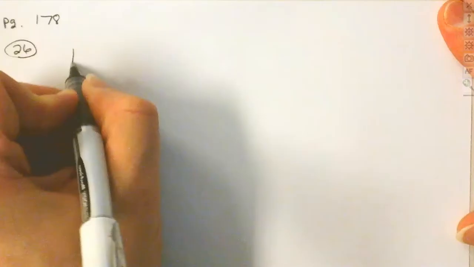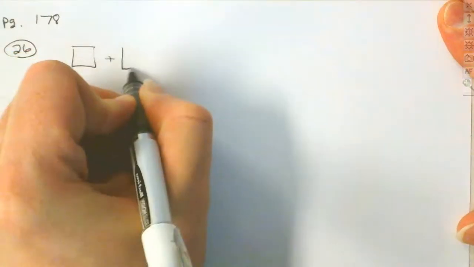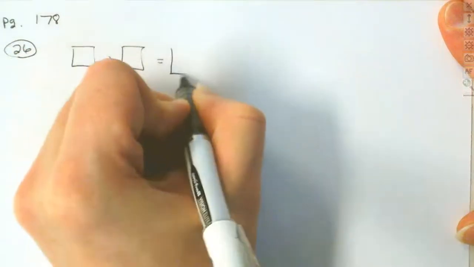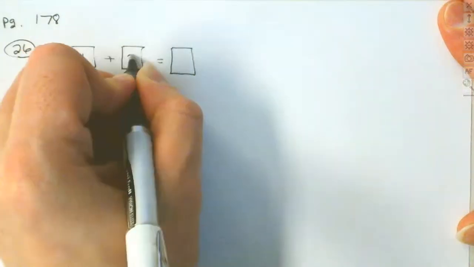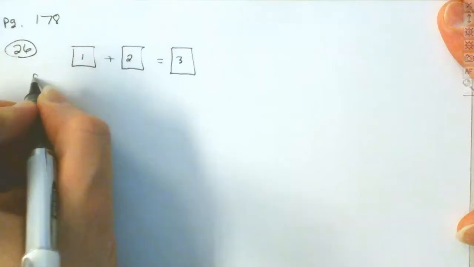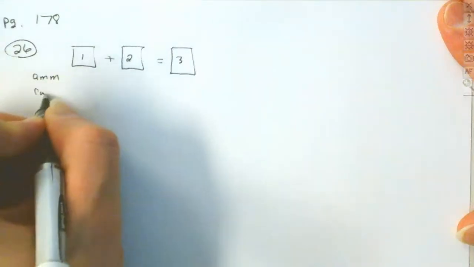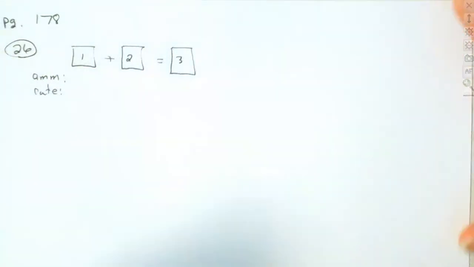And we're going to read through it. We're going to take our time. We're going to identify what goes where. So we're going to start with our picture. It's a mixture question, so I like to use the containers. And 1, 2, and 3. And then we've got the amount, and then we've got the percentage rate.